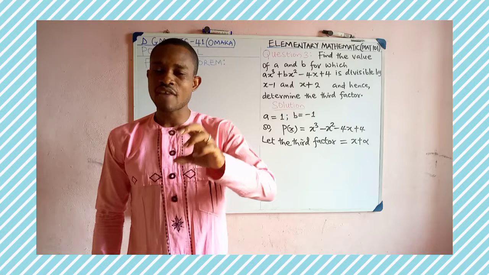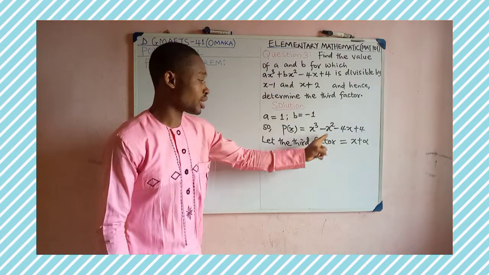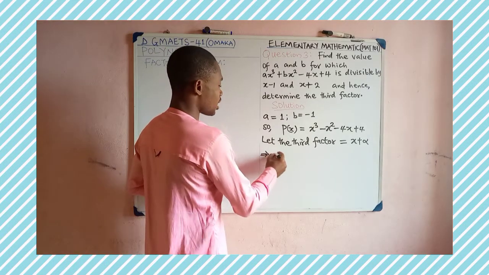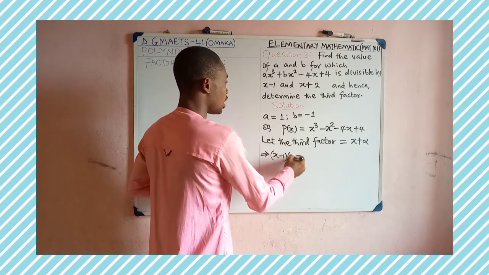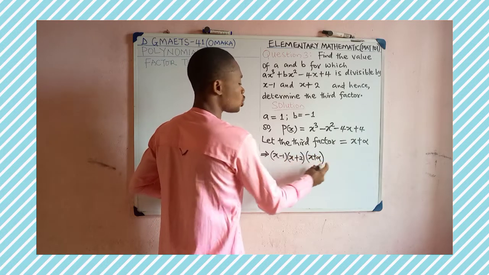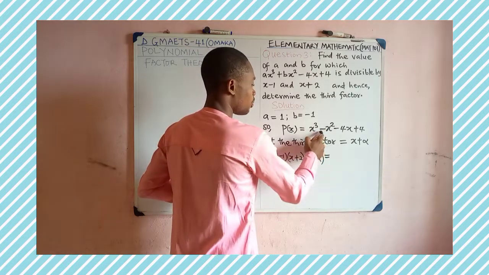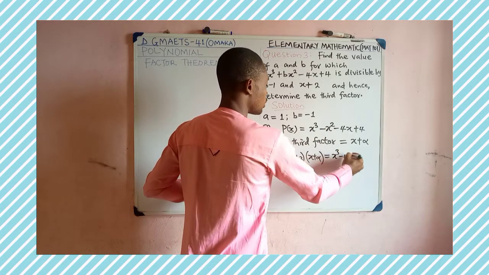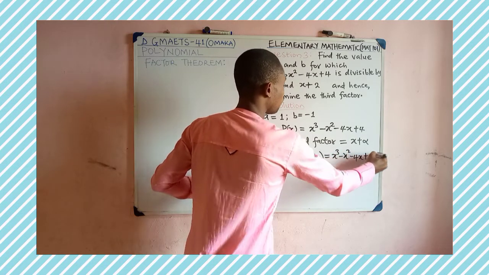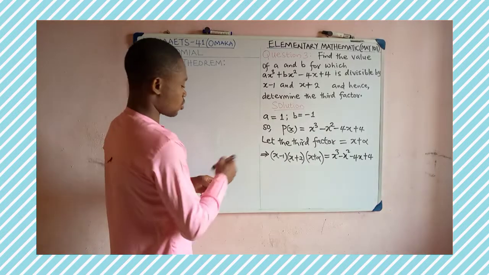So, it is expected that if you multiply the 3 factors, you will get this polynomial. Look at it. Therefore, what do I do? It implies that x minus 1 times x plus 2 times this x plus alpha, which we are looking for, the unknown factor, would give us the polynomial x cubed minus x squared minus 4x plus 4. Does that make sense?